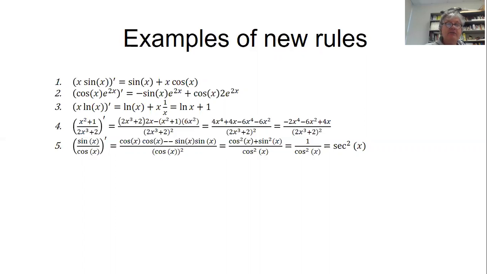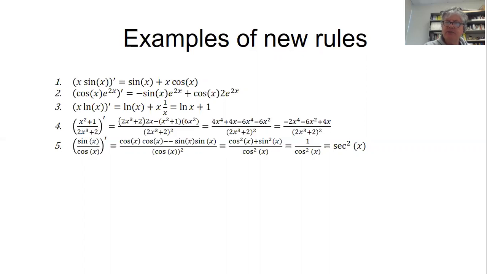Let's take the derivative of cosine x times e to the 2x. First we take the derivative of cosine, which is minus sine, and we multiply that by e to the 2x. Then we add to that cosine of x times the derivative of e to the 2x, which is 2 times e to the 2x. And that's it. That's a good enough answer.